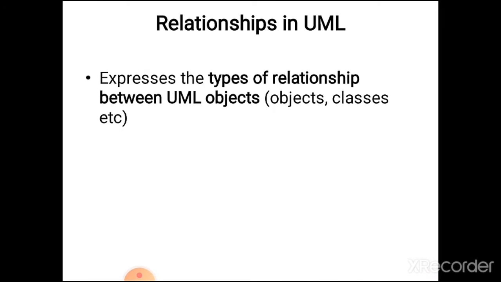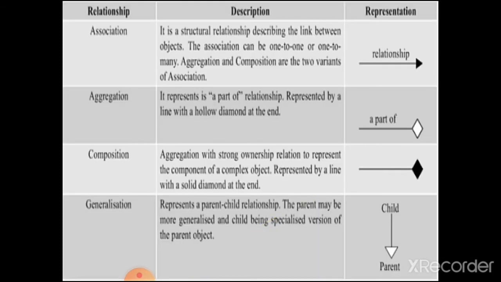The next one is relationship in UML. There are different types of relationship between UML objects, classes, etc. Here association, aggregation, composition, generalization are examples of relationship. Association is a structural relationship. It is a structural relationship that describes the link between objects.